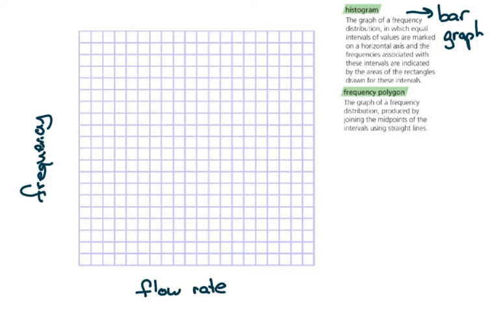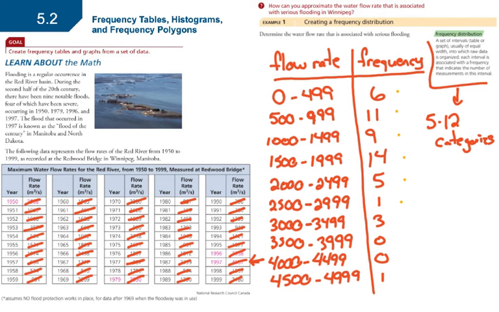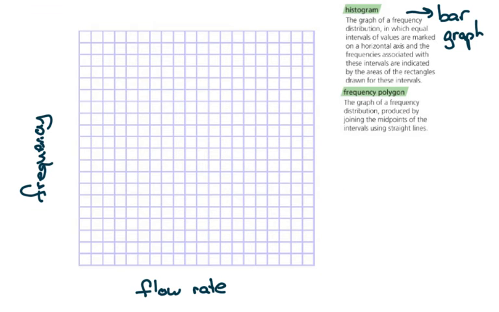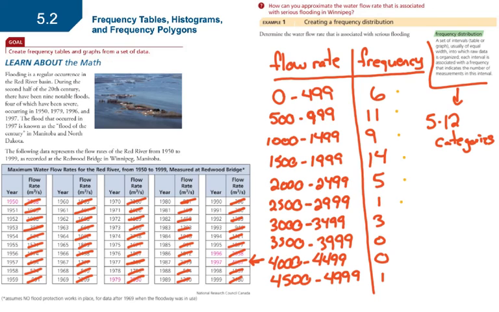We need to set a scale. Looking at this graph, we have on the y-axis 20, and our biggest frequency is 14. So if we go 1 for 1 on the graph scale, we'll get up to 14 nicely. Flow rate, we always look at the beginning of the category for where we're going to mark points. We need to get up to 5,000, so 4,500.